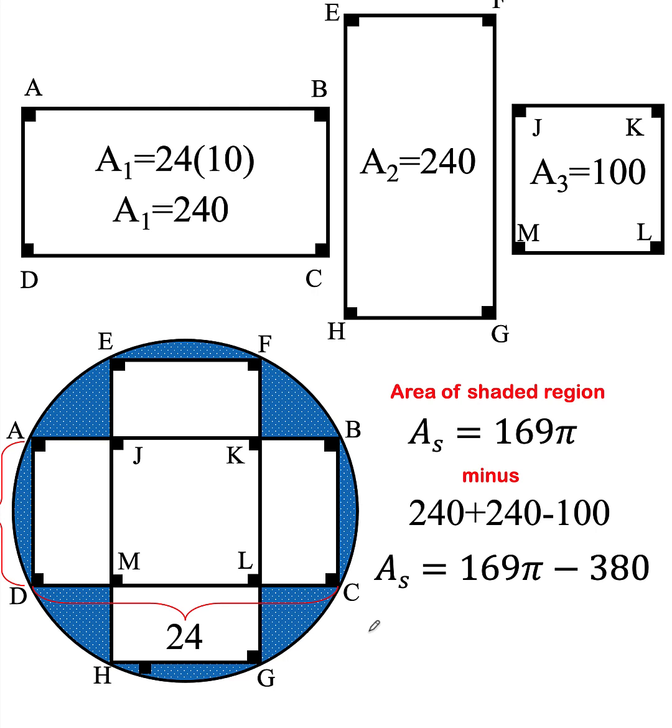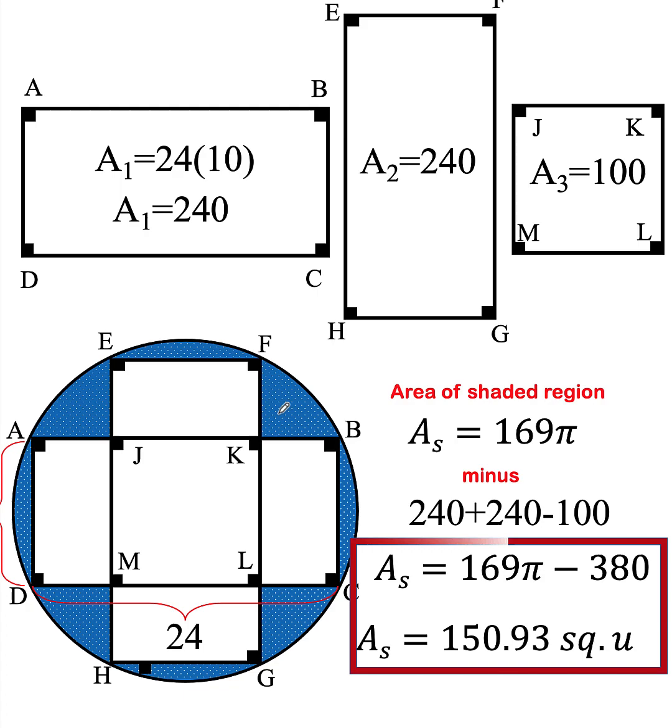So finally, the area of the blue shaded region is 169 pi minus 380 square units, or 150.93 square units, which is now our final answer.